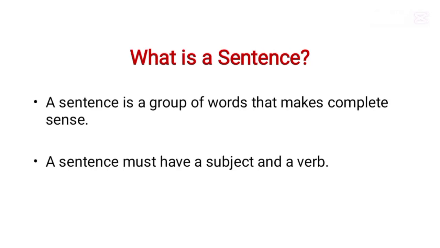First of all, let us understand what is a sentence. A sentence is a group of words that makes complete sense. Every complete sentence must have two things. The first one is subject, the second one is verb. Without a subject or a verb, a sentence is incomplete. For example, going to school. This is not a complete sentence, but when we say he is going to school, now it becomes a complete sentence.